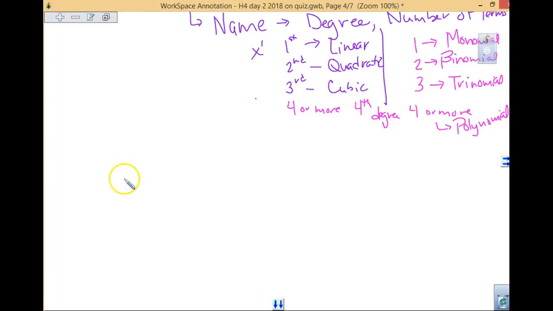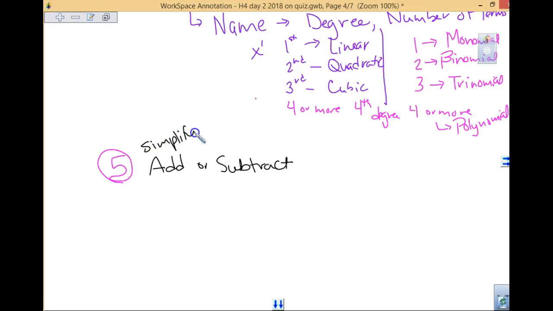Then the next 5 questions are going to ask you to add or subtract. And it will say simplify. Anytime it says simplify, add or subtract, what that means is you still need to get your answer in standard form. So all of your answers on the whole quiz need to be in standard form, okay, when I'm looking at those.